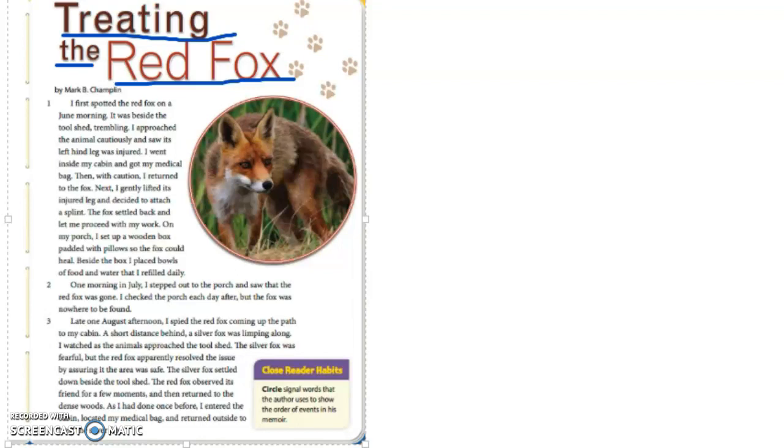In that story, we have a narrative about a man treating a fox. So look now for words in your passage that tell us the meaning of treating as used in this paragraph.